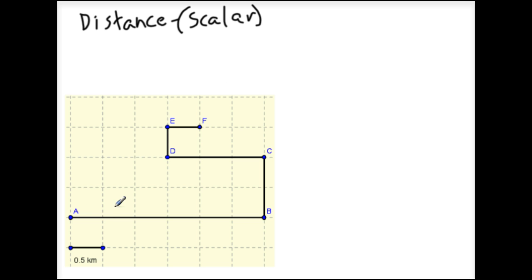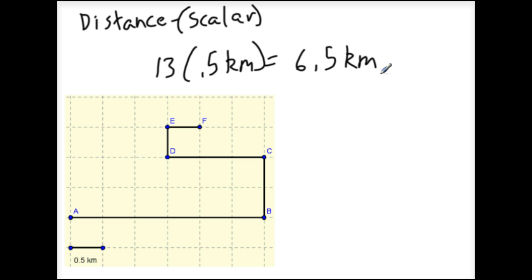Let's assume that each block is worth 0.5 kilometers. So we need to calculate how many blocks he's going to be walking. From point A to point B, he's walking 6 blocks. B to C, he's walking 2. C to D, 3. D to E, 1. And E to F, 1. So he's walking a total of 13 blocks. Okay, 13 blocks at 0.5 kilometers each. He has run a total of 6.5 kilometers, and that's his distance.